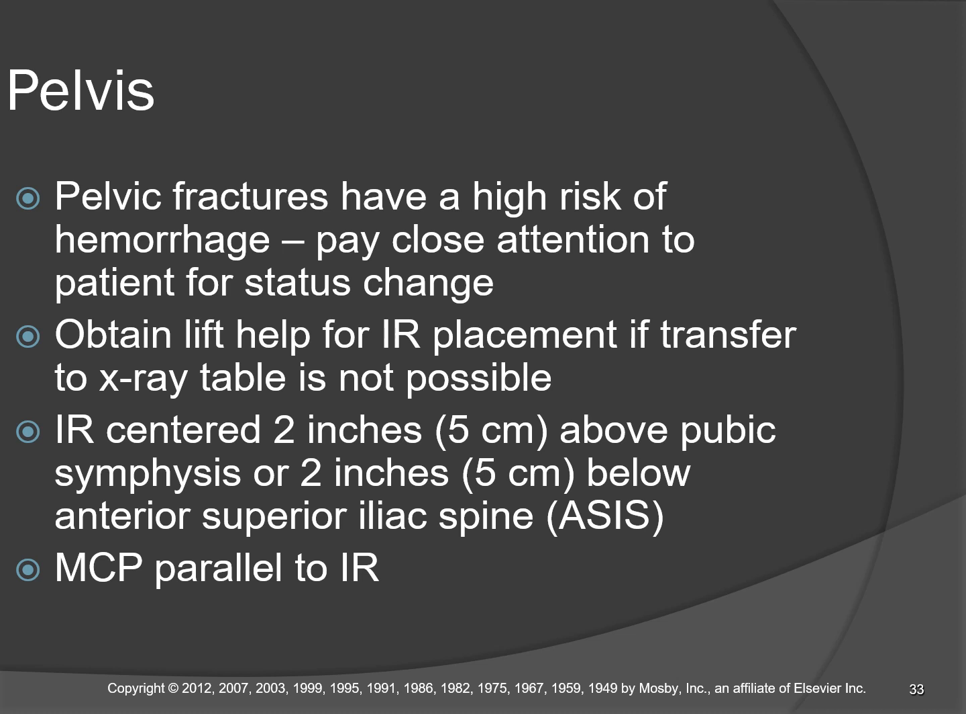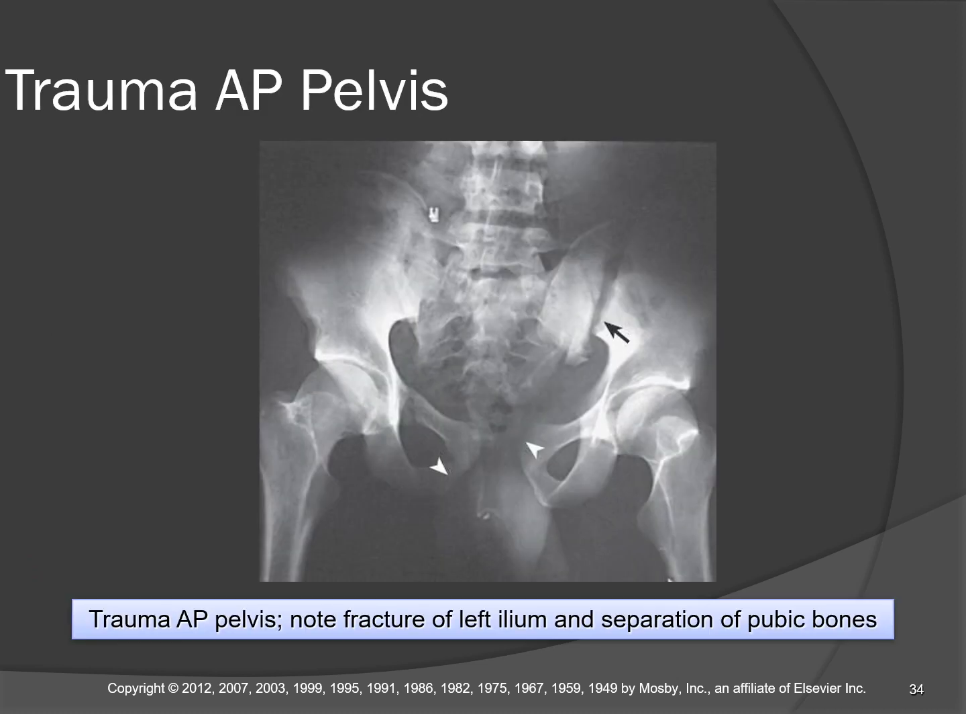2 inches superior to the pubic symphysis, 2 inches inferior to the ASIS at the mid-sagittal plane. Make sure the pelvis is square, not rotated, to the best of your ability. Don't move a body part more than you have to. Okay. Remember, you still have that powerful weapon called tube angle. With a portable machine, you can do just an oblique tube angle to make an oblique pelvis look like an AP pelvis. Okay.